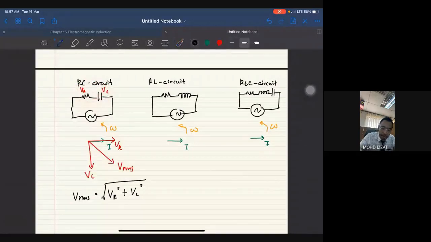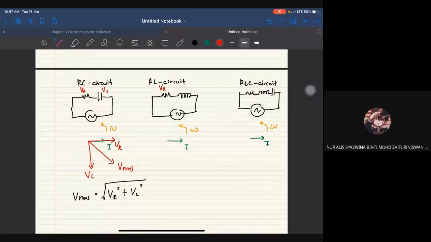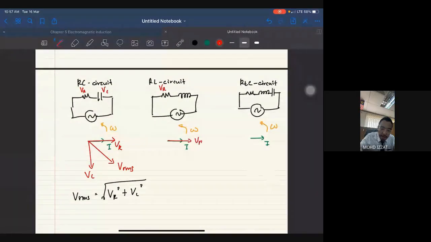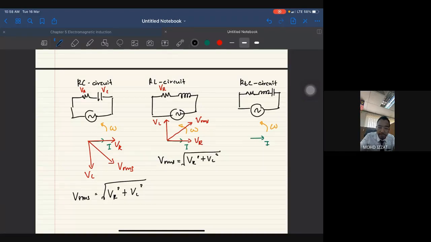Now for this one, you have VR. Where is the direction of VR? Right. Okay, good. VR to the right, VL goes up. Good. Similarly, now VRMS will be in this direction. If I write the equation, my VRMS now becomes the square root of VR squared plus VL squared.